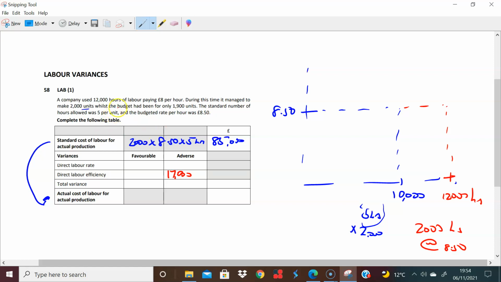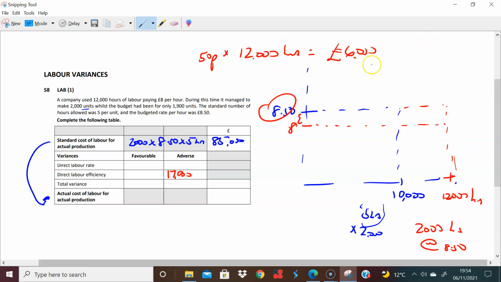Now it says here that actually what happened was you did this with £8. So this is what you actually did. So we can see there's a saving here of 50p on all the 12,000 hours. So I can tell you what the price variance is. The price variance is a saving of 50p. Again, you could have done this as a whole. You could have said 8.50 times 12,000, minus 8 times 12,000. But I'm just doing it in different ways so you can keep seeing the process. So you have a 50p saving on 12,000 hours, of course, is equal to £6,000.